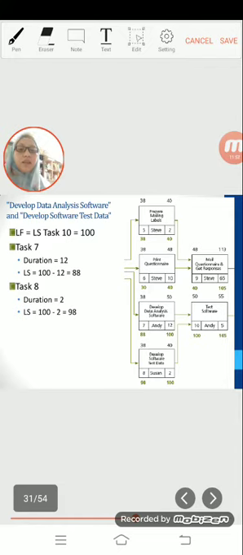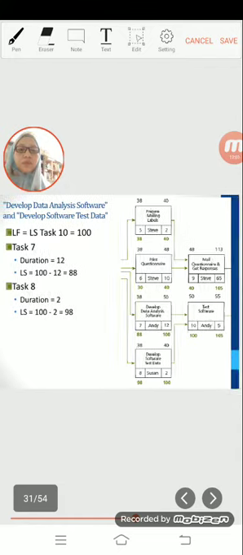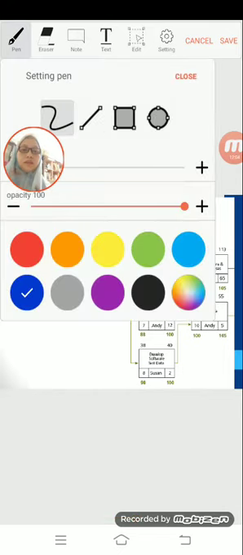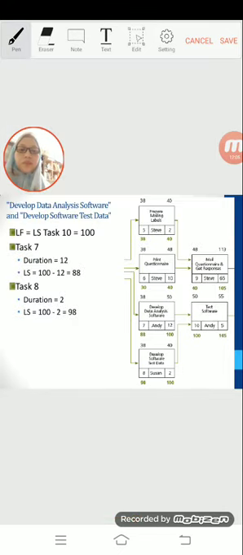Okay, here we have 100. Okay, 100 for activity number 10, 40 for activity number 9. So 40 here, you transfer here 40, and you transfer here 40. 100, you transfer here 100, and you transfer here 100.